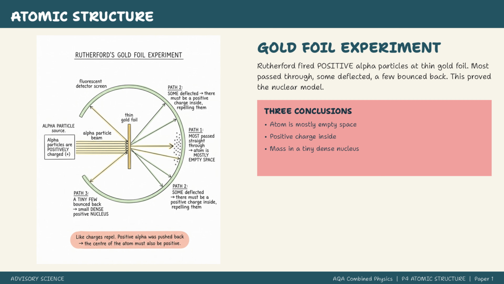Second, some alpha particles were deflected off course, because like charges repel, and this proved that there must be a positive charge inside the atom. Third, a tiny fraction of particles actually bounce straight back, and this proved that almost all the mass of the atom is concentrated in a dense central nucleus.